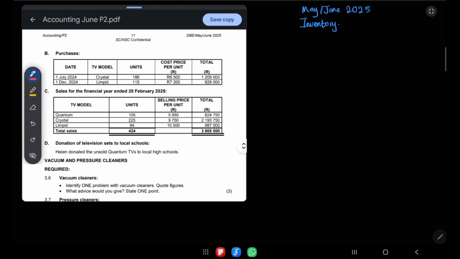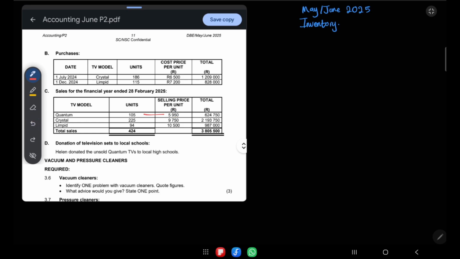Okay, let's move to our sales. Sales for the financial year ended 28th of February 2025. TV models, we sold Quantum, Crystal, as well as Limpid. Okay, units, we sold 105 units, which is a fair amount. Then Crystal, we have 225 units that were sold. This is our highest. For Limpid, we have 94. That is low compared to the Crystal TVs. Okay, so selling price per unit, meaning when you went to the store and you wanted to buy one Quantum TV, you had to pay 5,950.